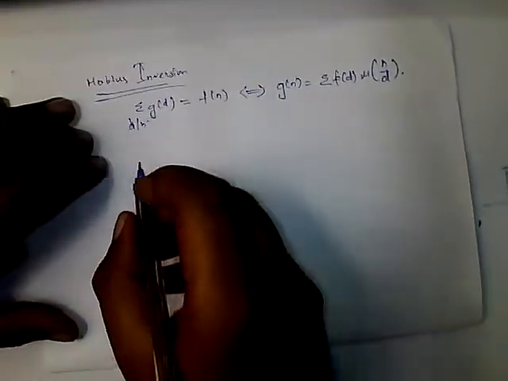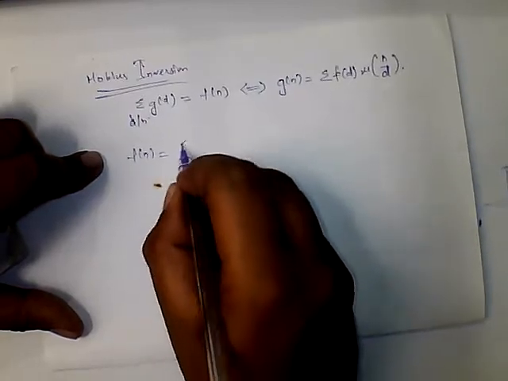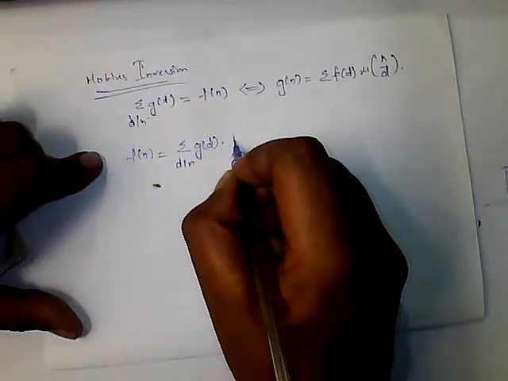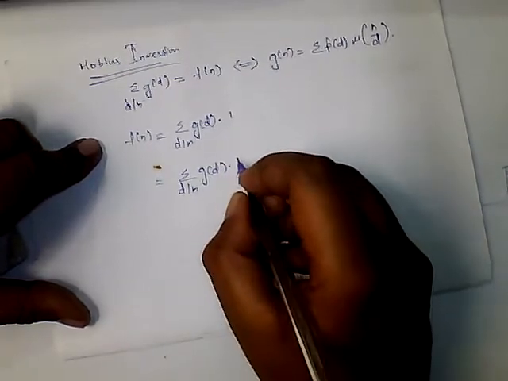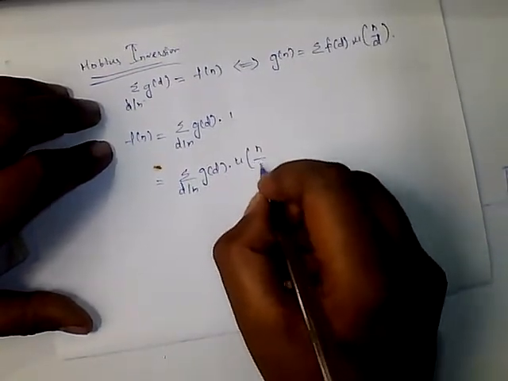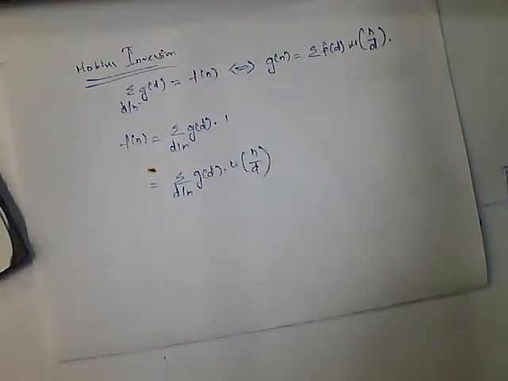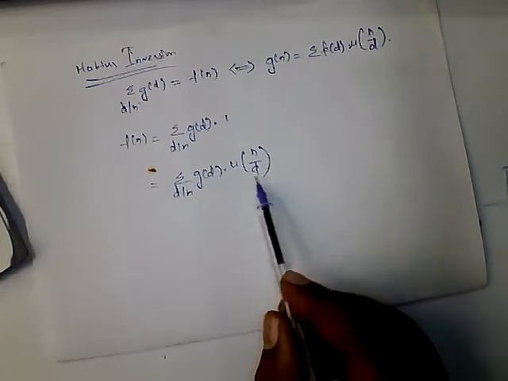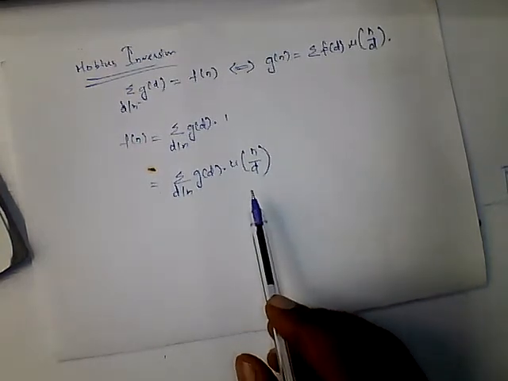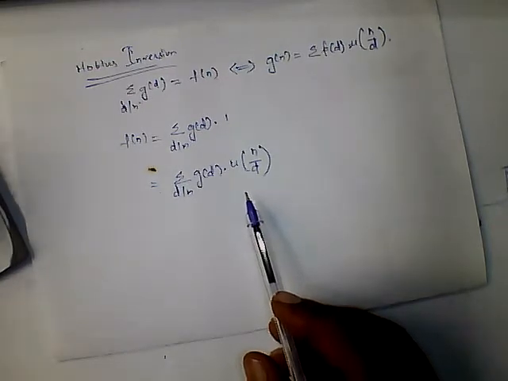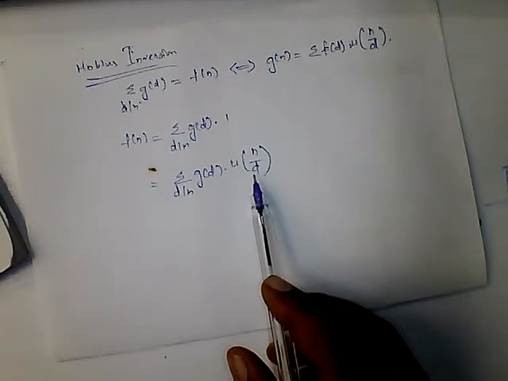Alright, considering f of n, the summation of g of d into 1. Can I write it into 1? Yeah, I can write. And summation d divides n g of d. Can I replace this one with u of n by d? Since previously we have seen that u of n by d will be nothing but equal to 1 if n equal to d. There is just a common function that I have used here. If n is greater than 1, you will get 0 for that. I have taken it from the definition.